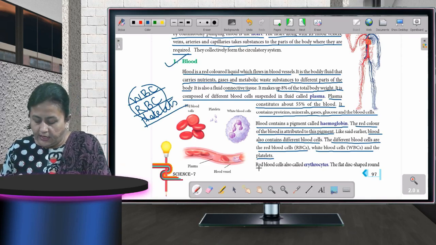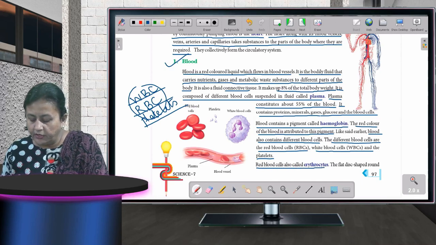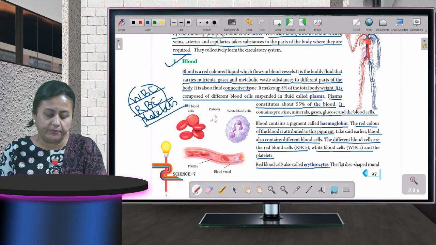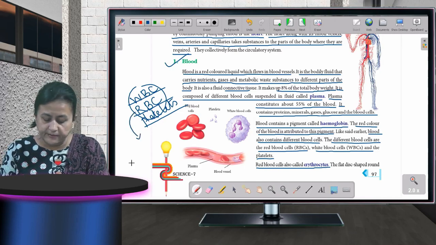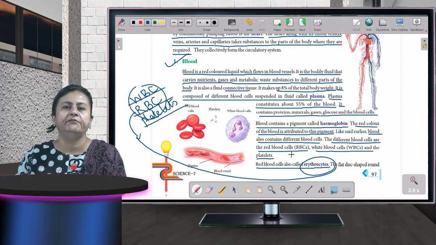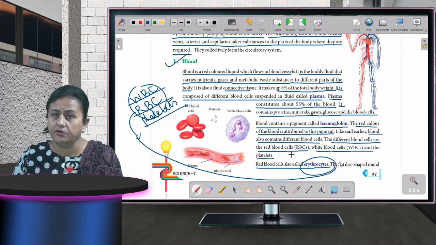Now RBC, that is red blood cells, are also called erythrocytes. What do we call red blood cells? The other name for red blood cells is erythrocytes. Fine children, the other name for RBC is erythrocyte. Fine.